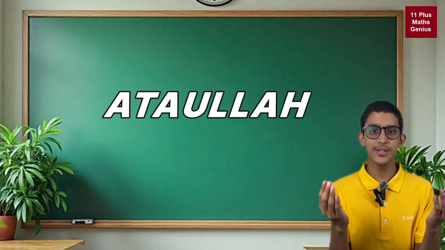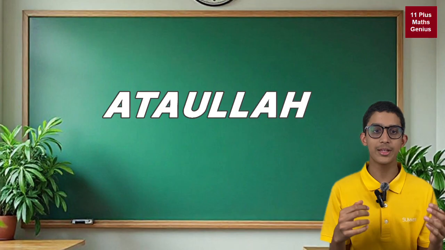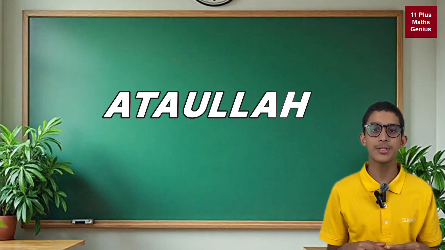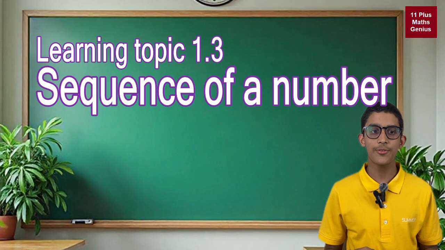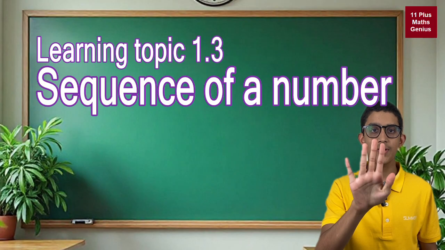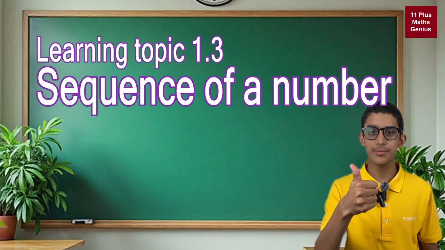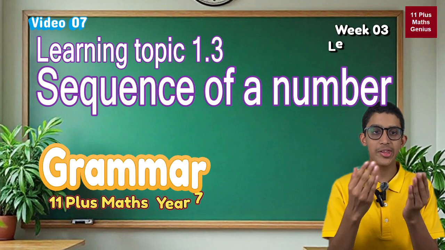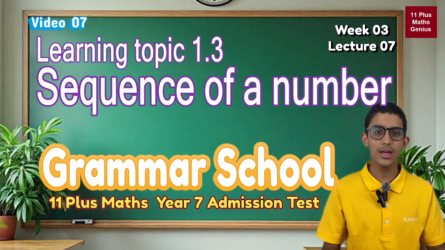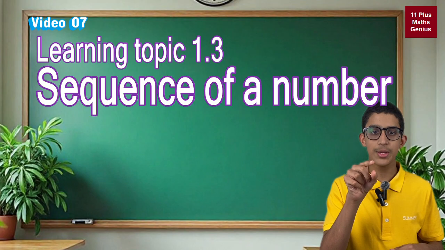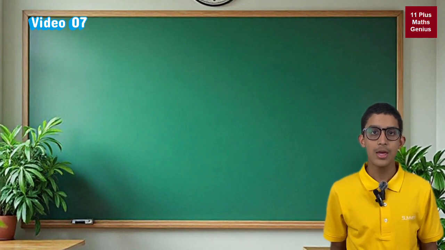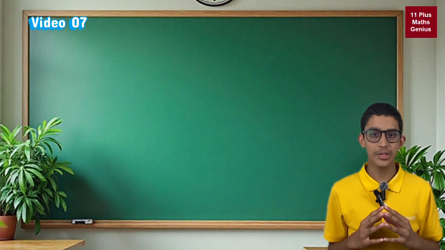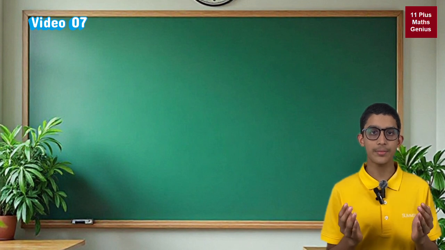Welcome to a 52-week program for the Grammar School Admission Test, Year 7 Admission Test, or SATs. Today, we will learn the sequence of a number. If you are in Year 4 or 5, this is the best time to practice and prepare for the Year 7 Admission Test. At this stage, you should be able to understand how the sequence of a number is formed. We will learn and practice various sequences today.